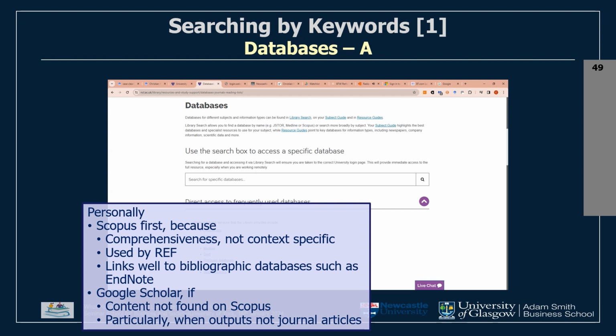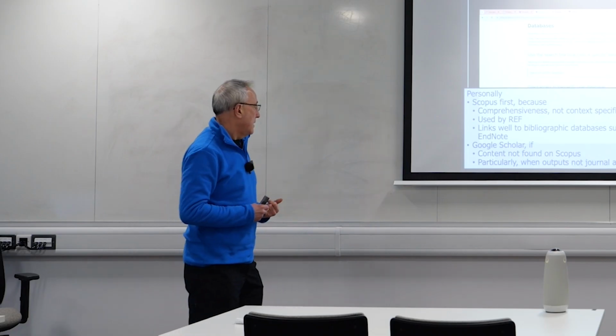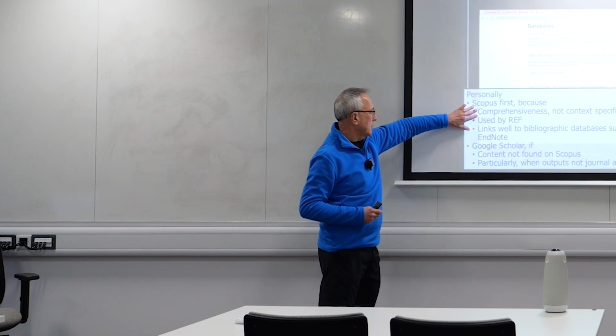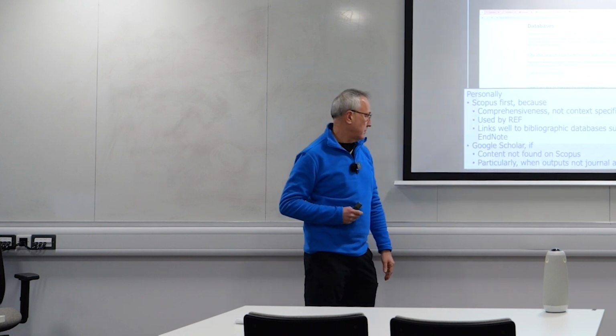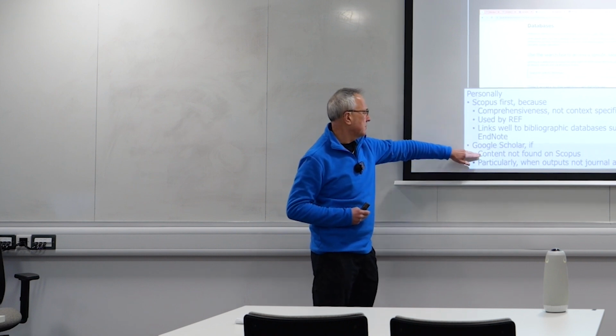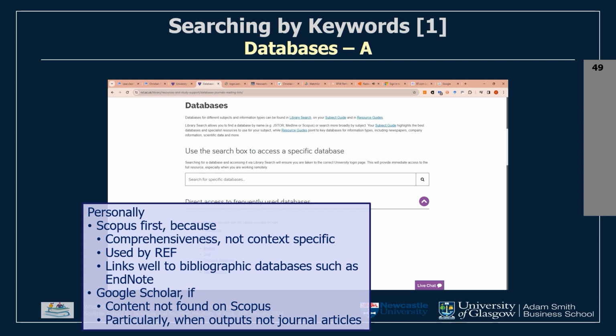I also like it because it links very well to bibliographic databases. So I never type in the reference details. I always extract them from the databases. You're less likely to get errors. And if there's things that I can't find on Scopus, I sometimes might use Google Scholar. So I use Google Scholar for content that's not found on Scopus.